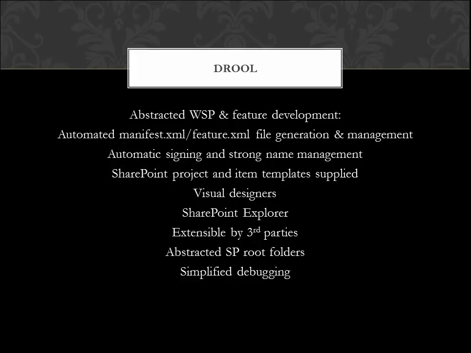In terms of goodies to look out for, which we'll be looking at tonight in detail, are essentially this list here. Everything about the abstraction of solution file and feature development, especially around automated manifest and feature.xml file generation and management. We've got some great tooling in place for this stuff now that was completely lacking before, and they've taken it beyond just that. We'll see how our projects are now automatically signed for us, and the bits that rely on those keys are now managed for us as well.